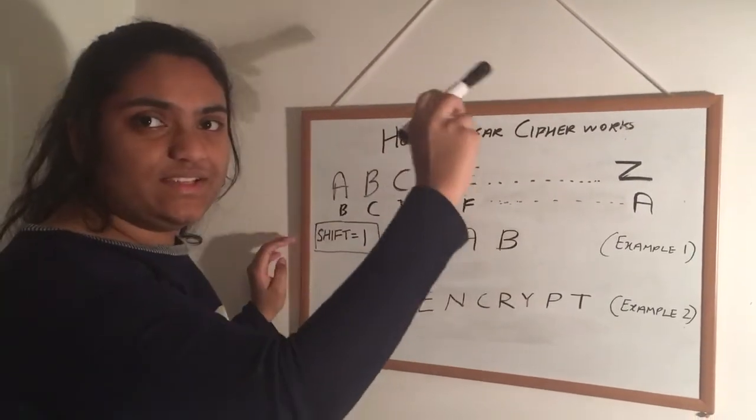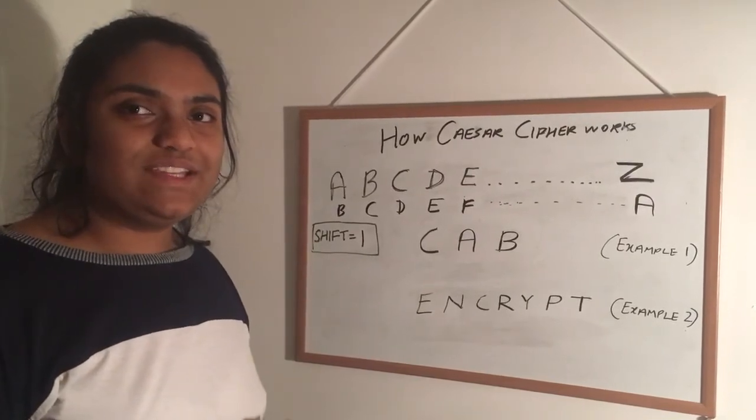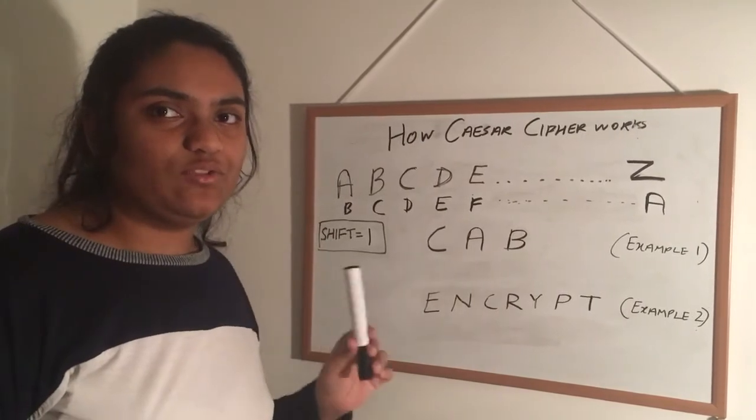How does the Caesar cipher work? The Caesar cipher works by shifting each letter in the plain text by a set amount to create the encrypted text.